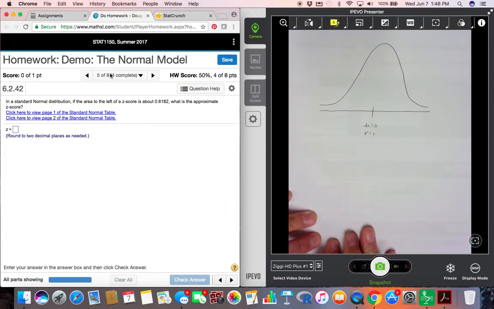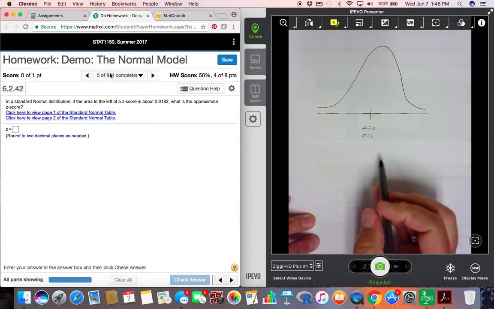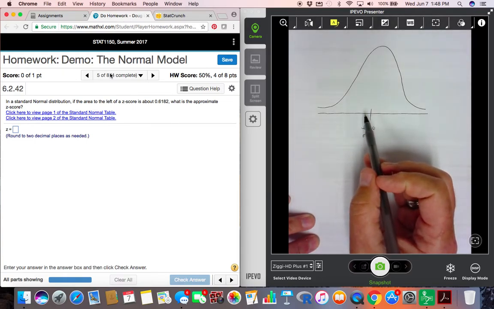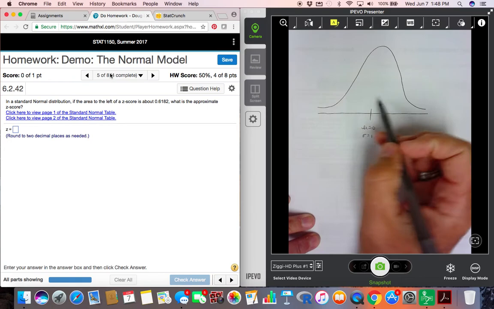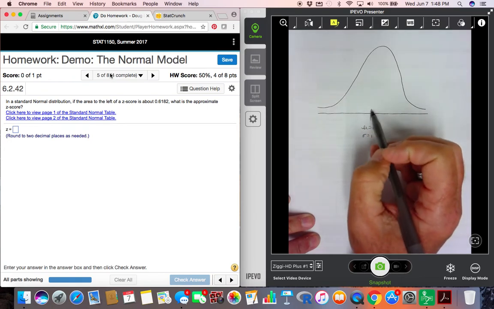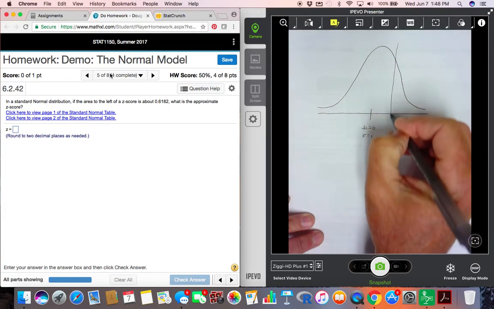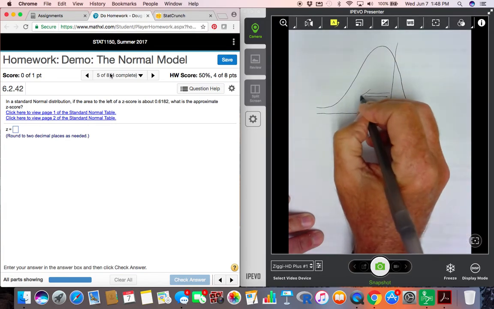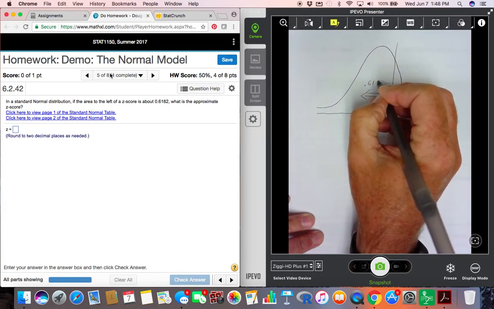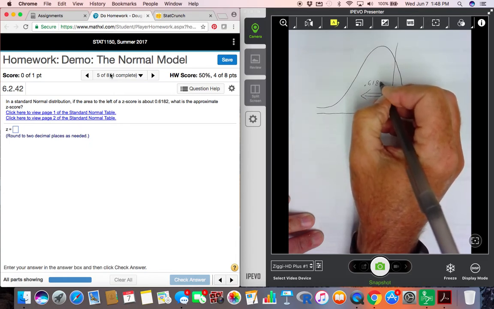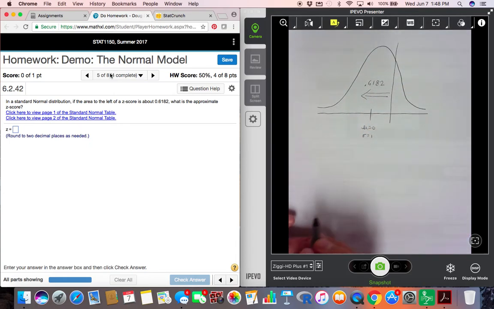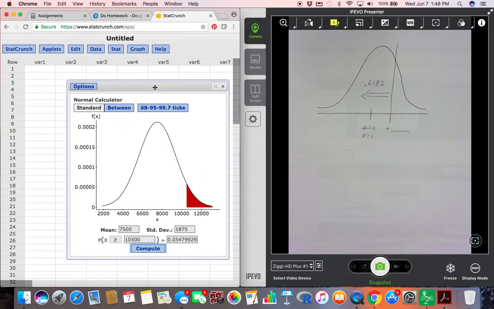So z-scores have mean 0, standard deviation 1. We want the area to the left, so that means over here. Remember, this would be 0.5, so we want 0.6. It's going to be somewhere right in there. So we want the area to the left to be 0.6182. So we know the z-score is going to be positive something. So let's go do it.